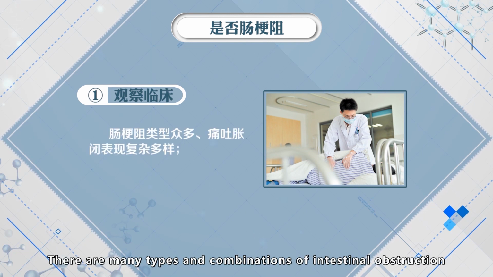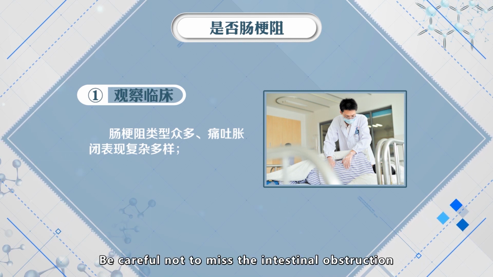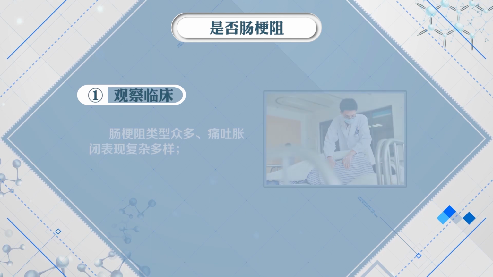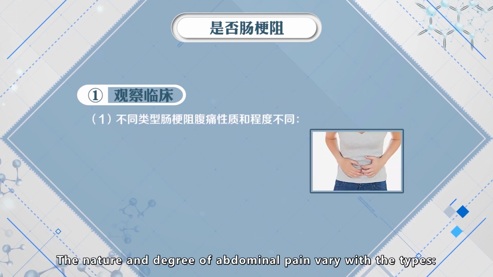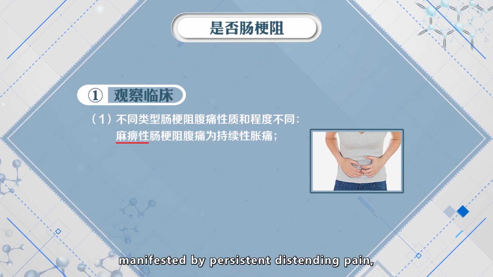There are many types and combinations of intestinal obstruction with complete and varied manifestations. Be careful not to miss intestinal obstruction with incomplete or atypical symptoms. The nature and degree of abdominal pain vary with the types. Paralytic intestinal obstruction is manifested by persistent distending pain.